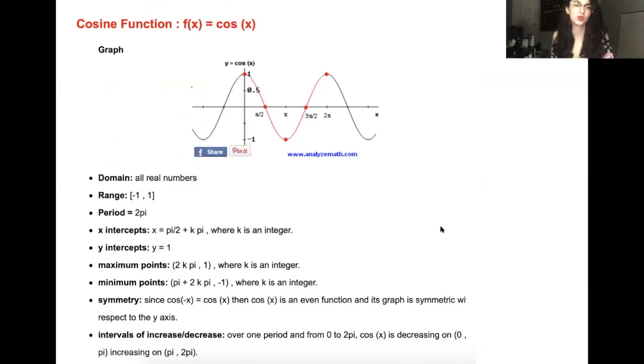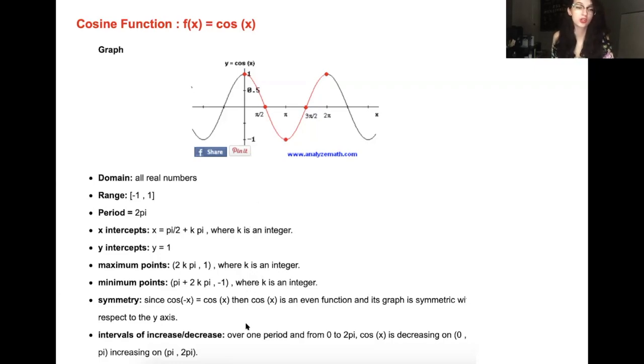We should also be familiar with the graph of the cosine function. So we know that we start at 1, and using the values in the unit circle, we can work our way and construct a cosine curve. So we know the domain is all real numbers, the range is from -1 to 1, so we're going from these values. Our period is also 2 pi, so it takes us 2 pi to get back to where we started.